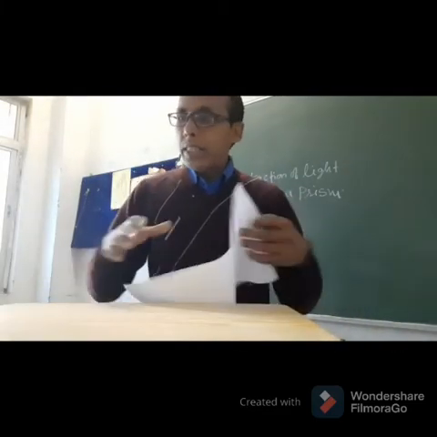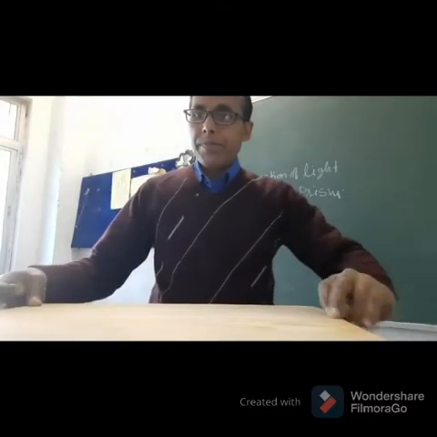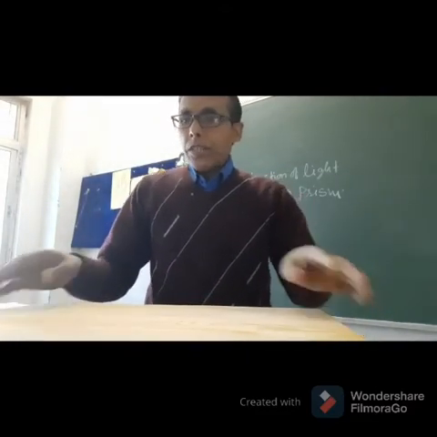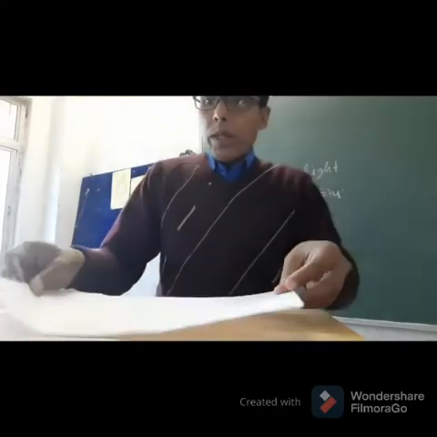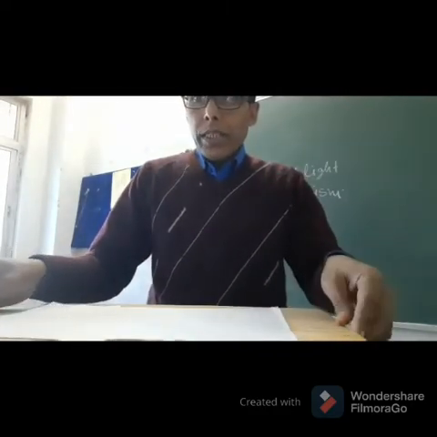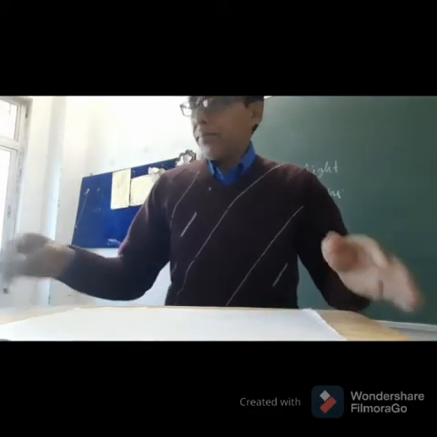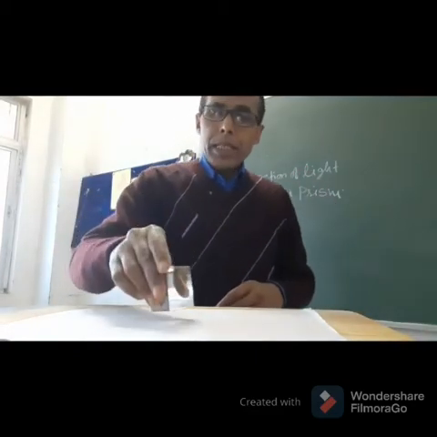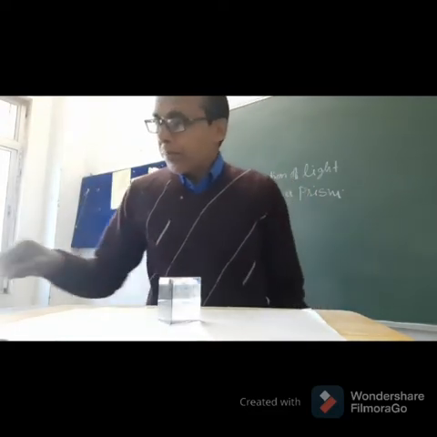This is the drawing sheet, that is the plain sheet of paper, and this is the drawing board. First we place a plain sheet of paper over the drawing board. Now we take one prism and place it over the plain sheet of paper.